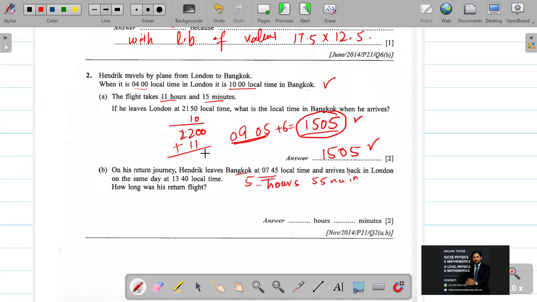After that, to calculate the length of flight, there was also a difference of 6 hours, plus 6 hours, and in total it will be 11 hours 55 minutes. Let's go to the next one.